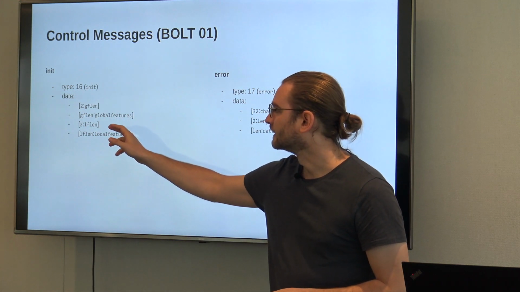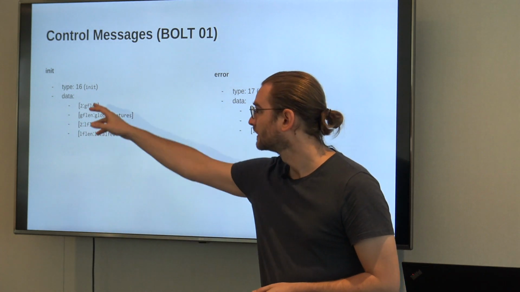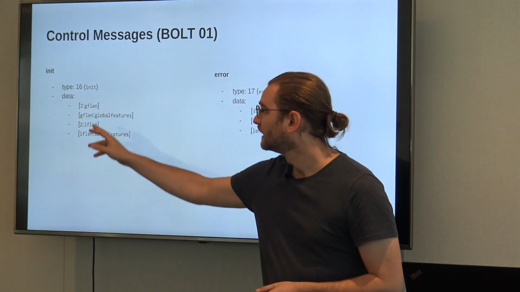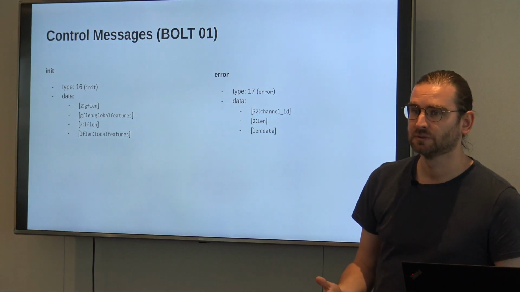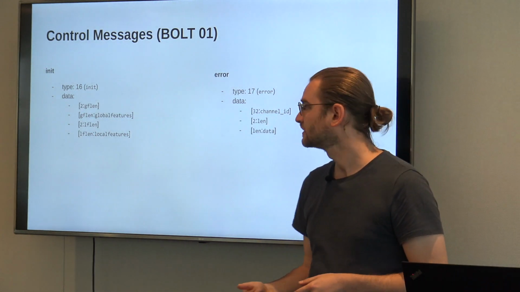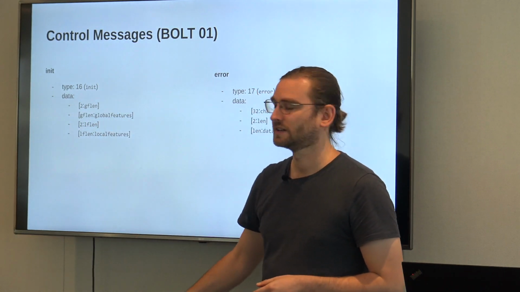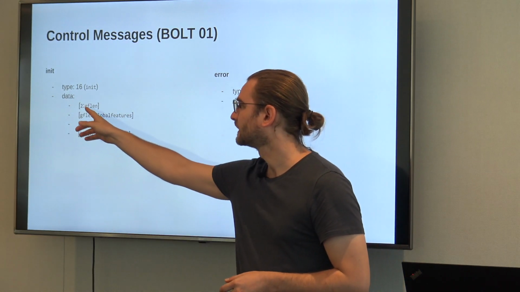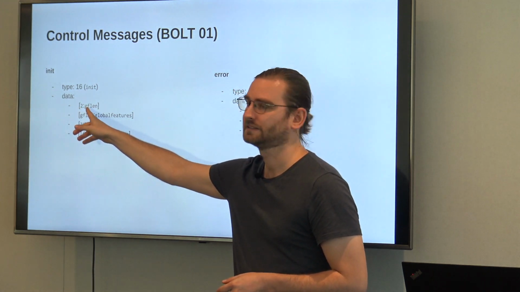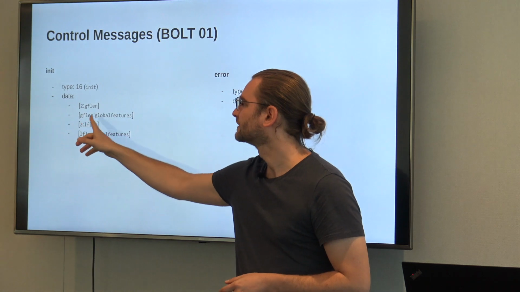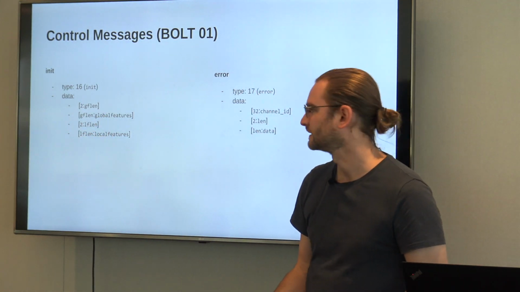and each message is prefixed again by a 2-byte type. So that's type 16 here, and this is basically just a message with two variable length fields called global features and local features. The way we describe these is basically by saying, okay, 2 bytes of gflen, and then gflen bytes of global features. It's basically just a variable length field in this case.